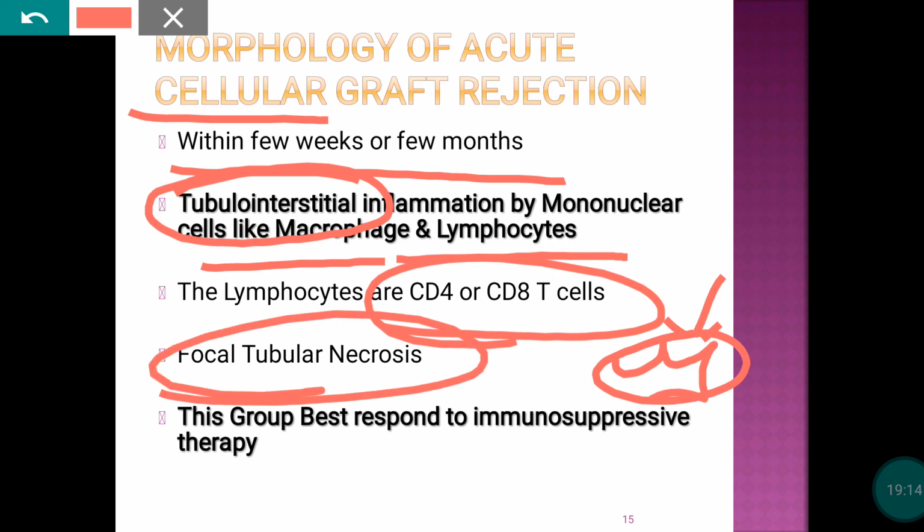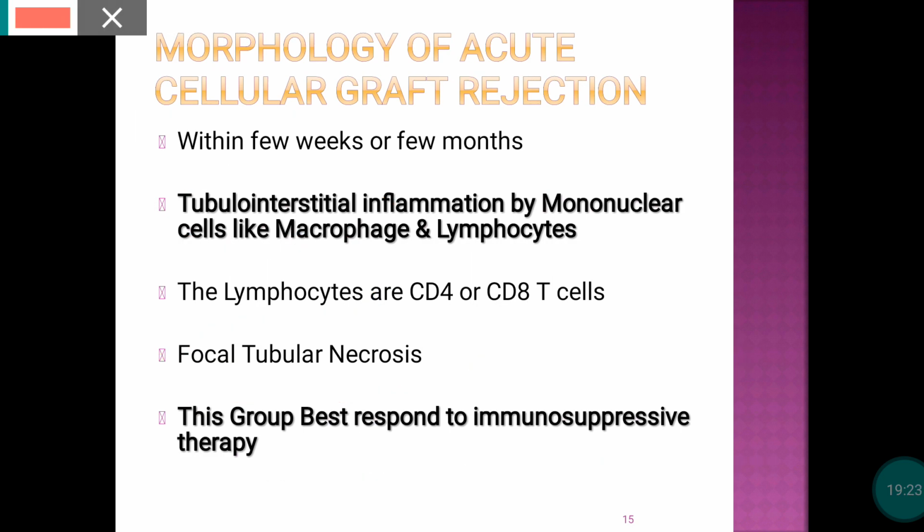So there can be presence of focal tubular necrosis. Why is it important to identify such a group? Because this group is best responsive to immunosuppressive therapy.